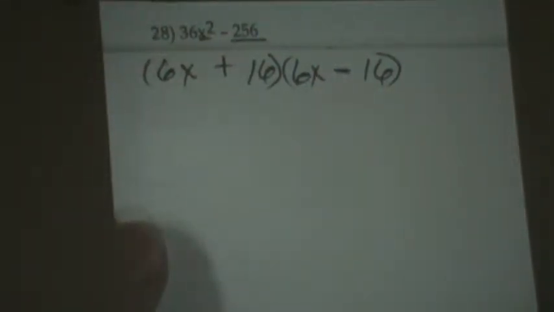Okay, the next one is another difference of squares. I'm going to make them bigger, just in case. 36 is 6 times 6. X squared is x times x. 256, if you don't know what it's the perfect square of, take your calculator and do the square root of it. Is that 16? And do the plus and minus, where it doesn't have a middle term.